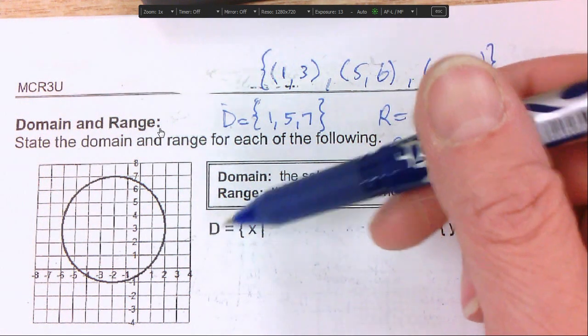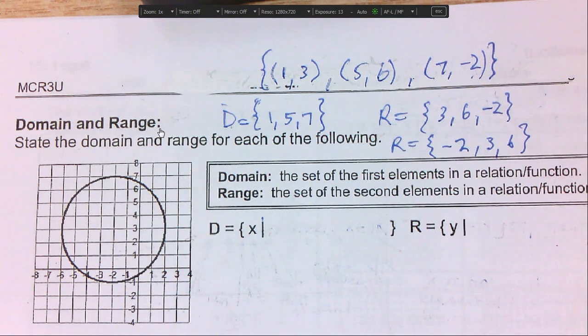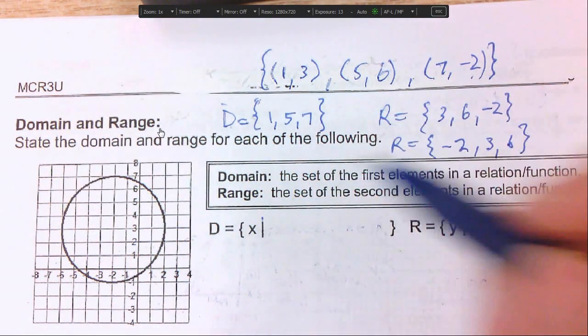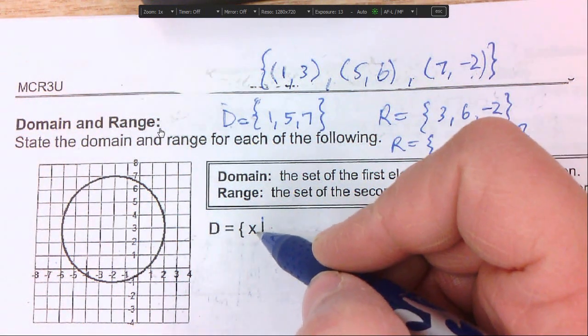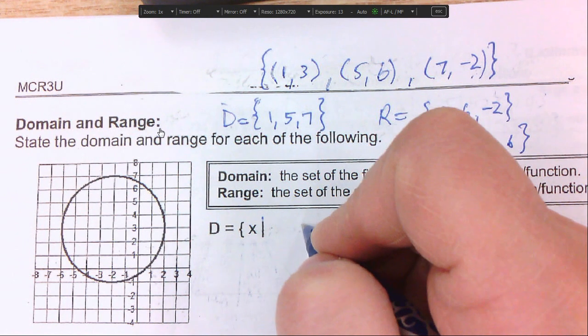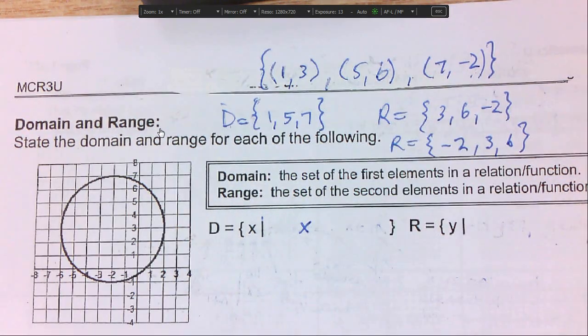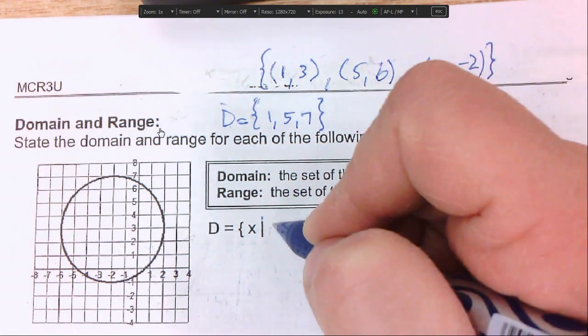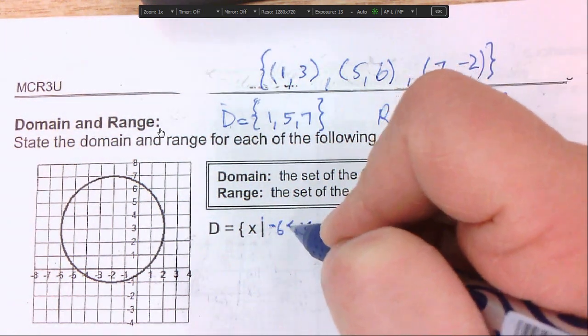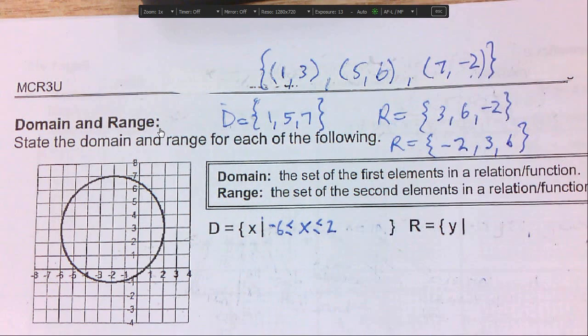They've started the domain in set notation for you, so I'm just going to complete it. I'm going to write out the symbols, and then we're going to write it in English underneath. The domain is, and then you open the bracket, so that's the set of all x's. Now there's a bar. I'll explain what that means. Then we're going to write x is between -6 and 2. Here's how we do it. We write x, we write -6, and we write 2. And in between them, there are these less than or equal to signs.